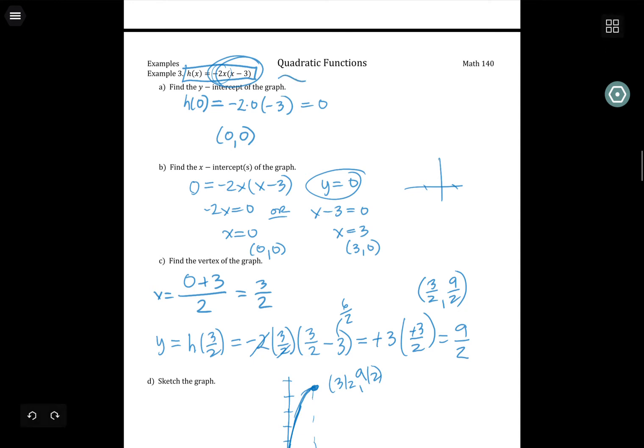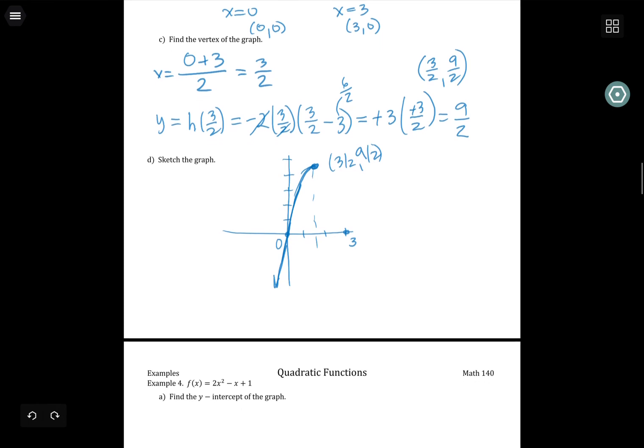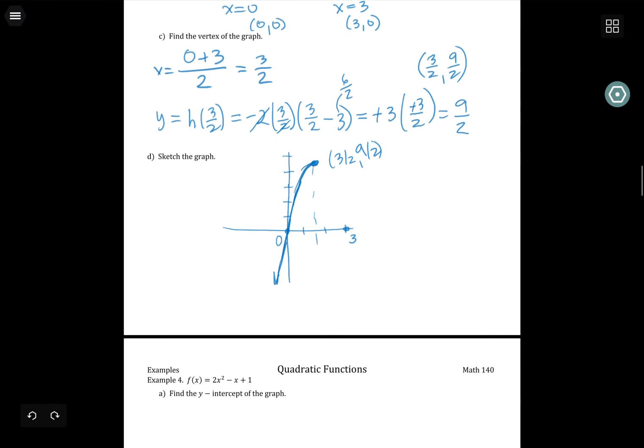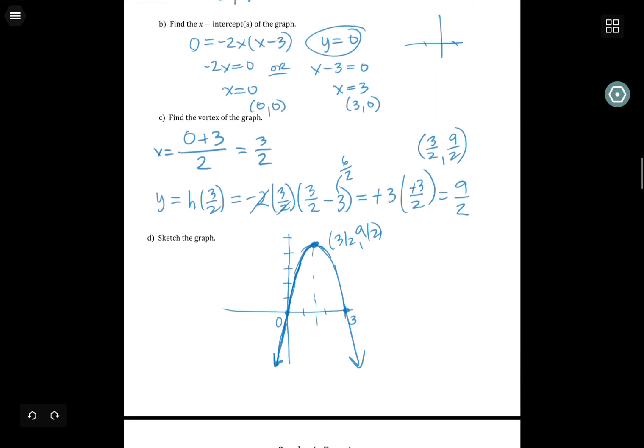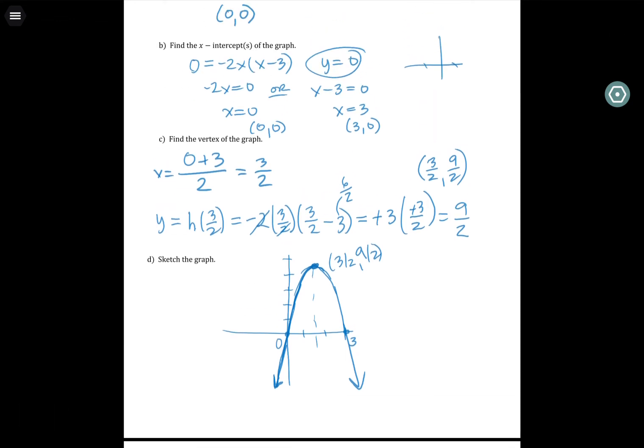Okay, important. If we multiplied this out, we would get a negative 2x squared, which means our graph will open down. So I'm going to start from my vertex and I'm going to cross down through my x-intercept, and I'm going to do the same thing on the other side. Start from my vertex and cross down, and that is what my parabola looks like.